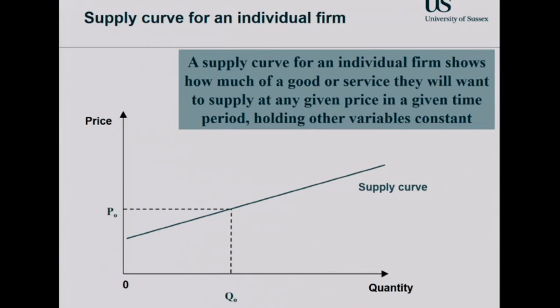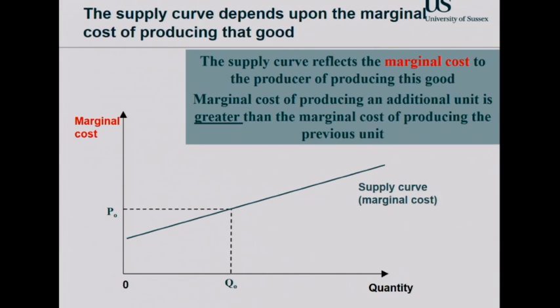So this is a picture of a supply curve. How much producers of whatever this commodity is are prepared to produce at different prices. When the price is low, they don't produce very much. When the price is high, they produce more. And in the same way as for the demand curve, you can relate the shape of that supply curve to this notion of marginal cost.